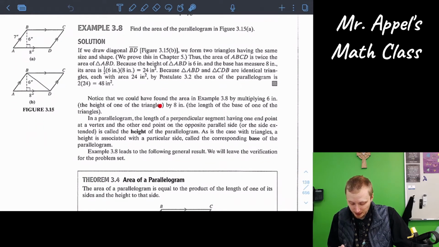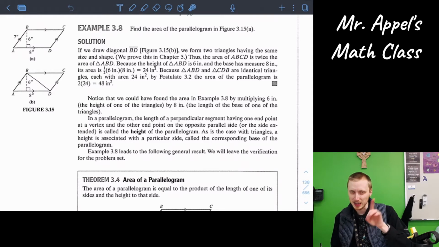Notice that we could have found the area in Example 3.8 by multiplying 6 inches, the height of one of the triangles, by 8 inches, the length of the base of one of the triangles. Well, yeah, why didn't we just do that? That would have been faster. Yeah, but we didn't know that we could do that yet, not for sure.